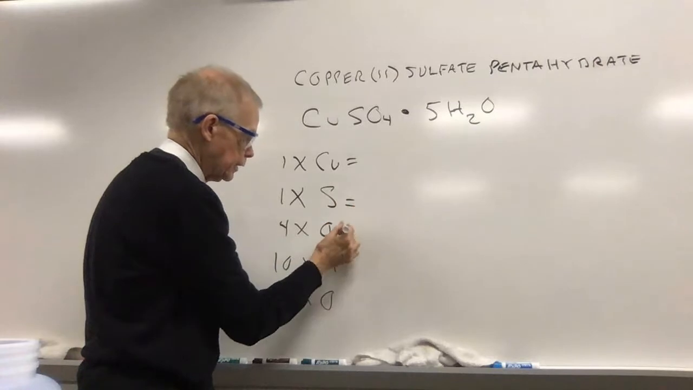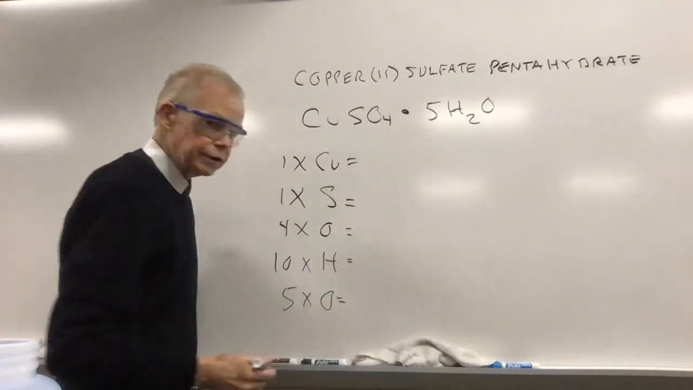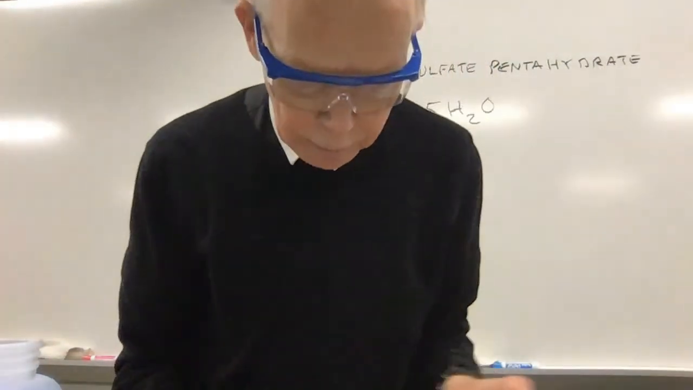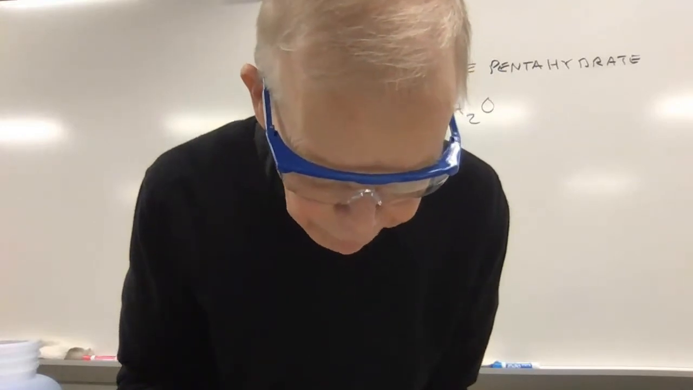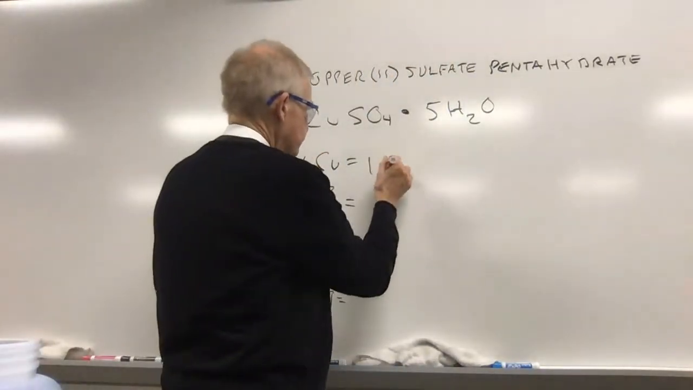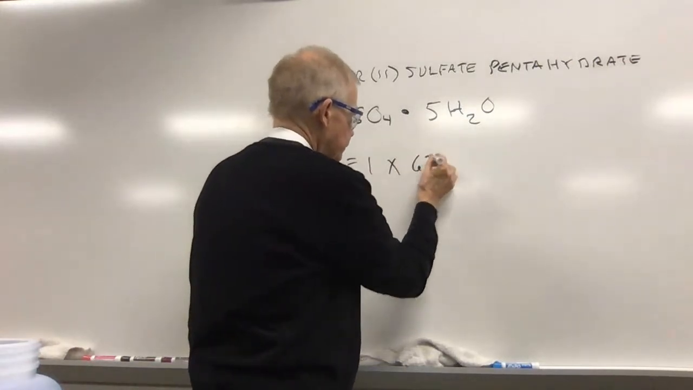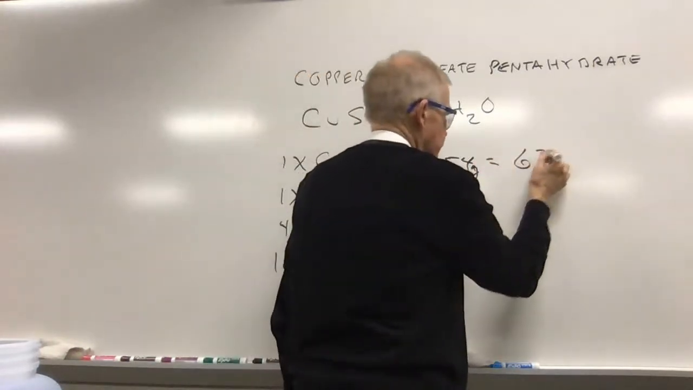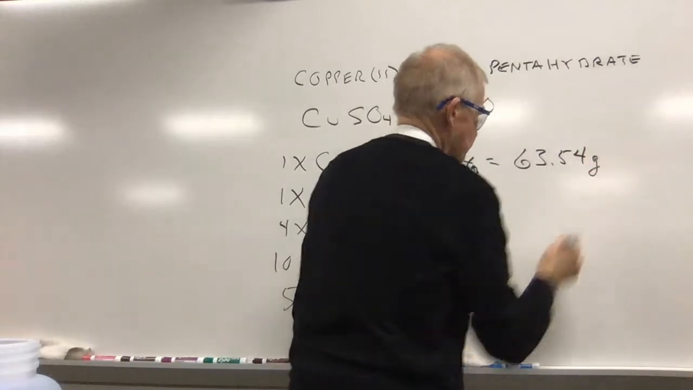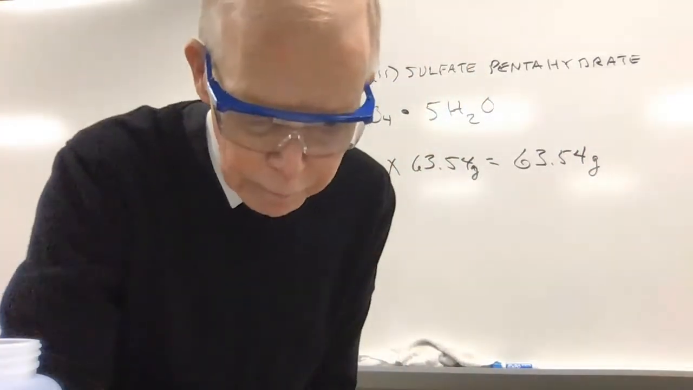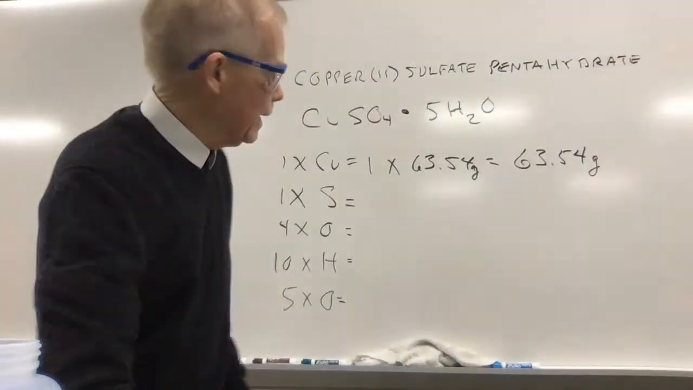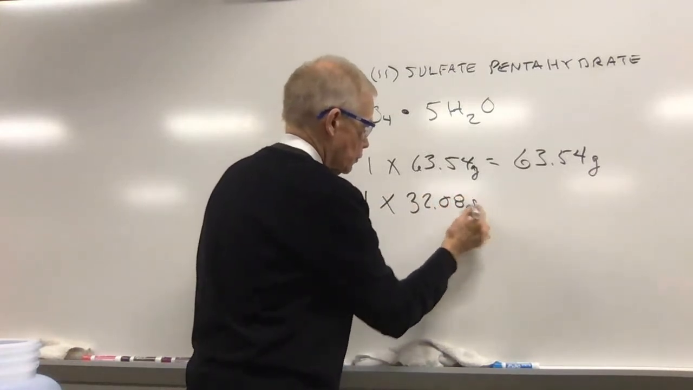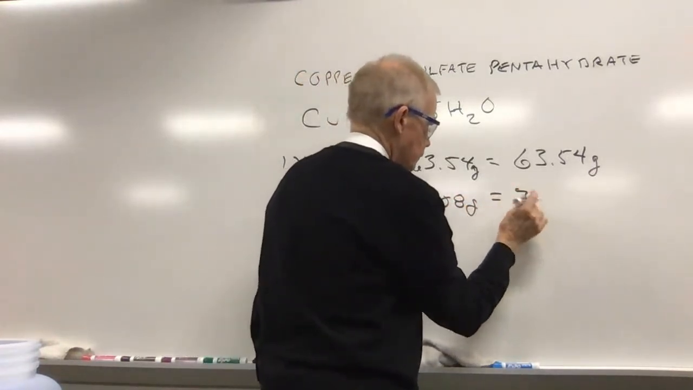I will now go to the periodic table and look up the masses of these. I look at copper. It's 63.54. I'll multiply it by 1. Grams. I look for sulfur, element number 16, and it's 32.08. Grams. Carry that through.